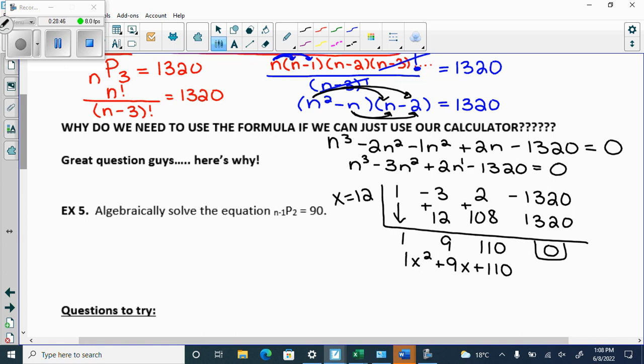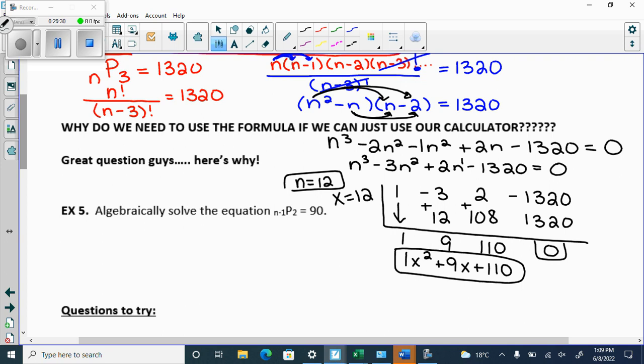Can you guys try 12P3? Put it in your calculator. So 12P3. Worked out, didn't it? Go to your y equals and type in x squared plus 9x plus 10. This is your answer, n equals 12. But why? Let's see. Type this into your calculator. X squared plus 9x plus 110. Then press graph.